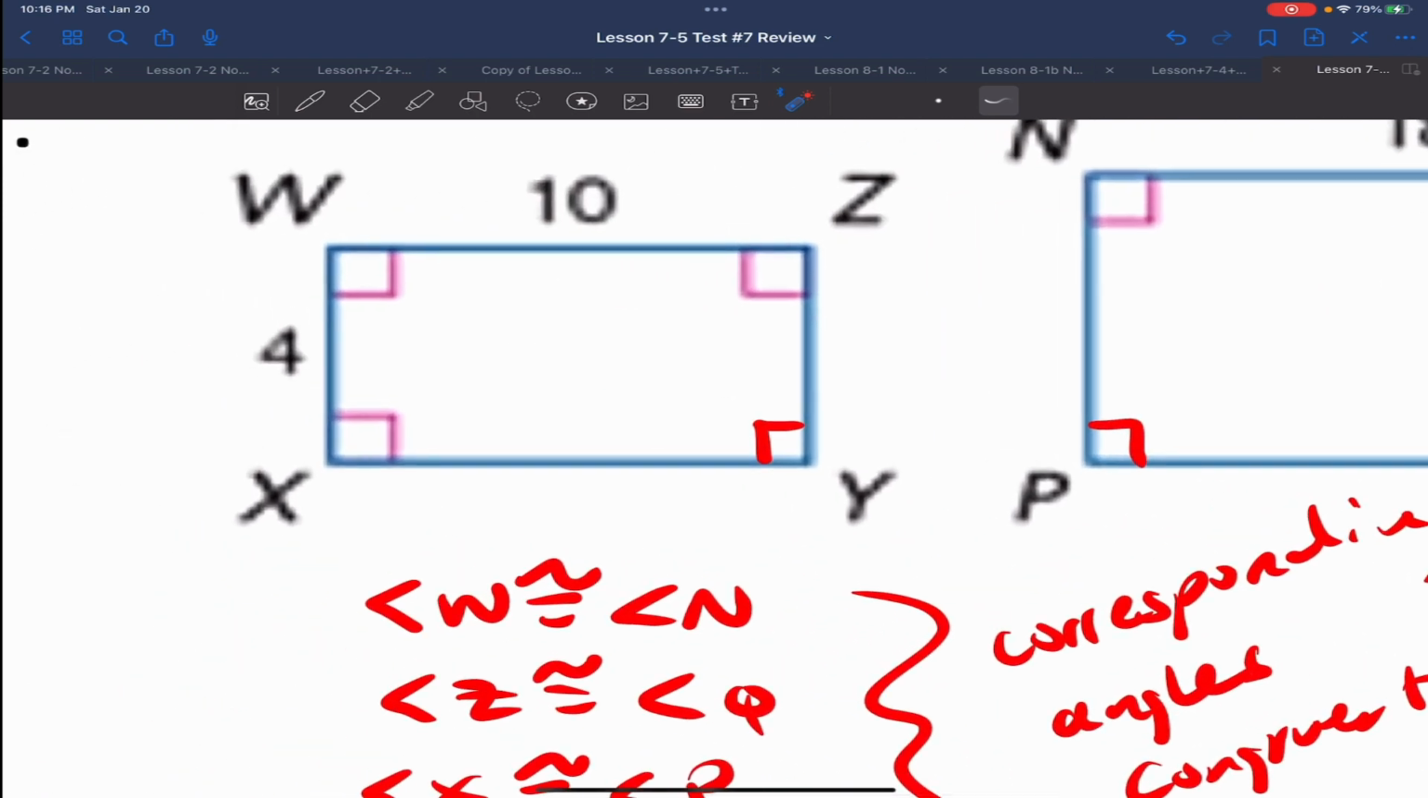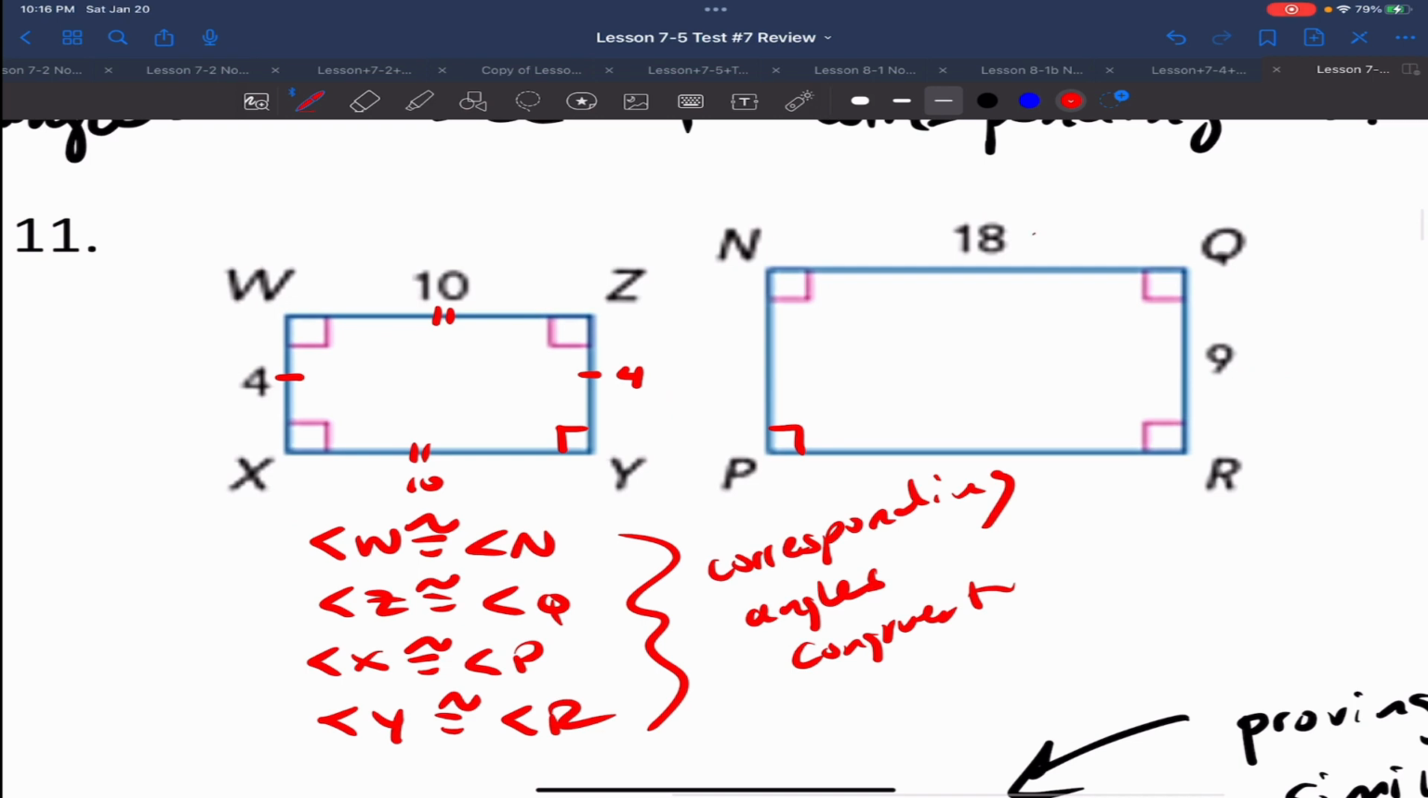Well, this is a rectangle, and one of the properties of a rectangle is that opposite sides are congruent. So if this is 4, that has to be 4. And if this is 10, that has to be 10. And if this is 18, this has to be 18. And if this is 9, that's 9.